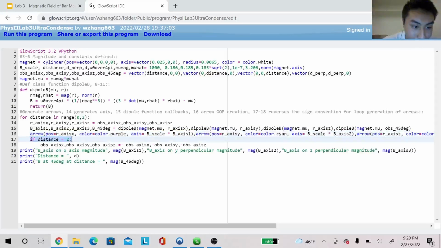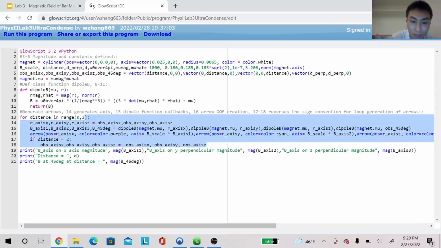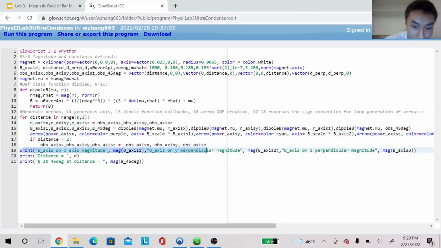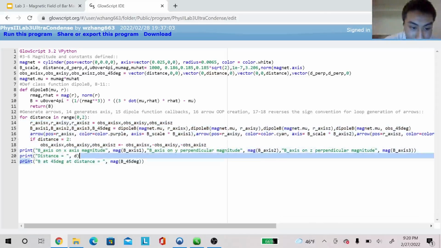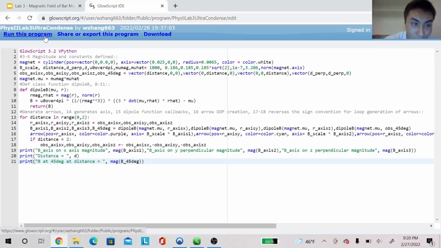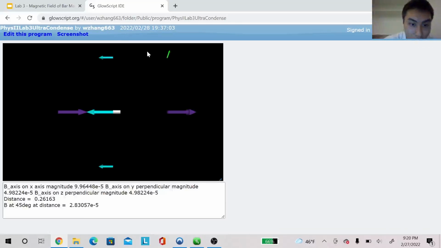And then again, just go through your if loop and do the same thing, but for some position negative distance instead of positive distance. Copy and paste, really, if you think about it. Then we're just going to go ahead and print our x, y, and z magnitudes, get our distances, and get our magnitude at 45 degrees. Now let's run the program.